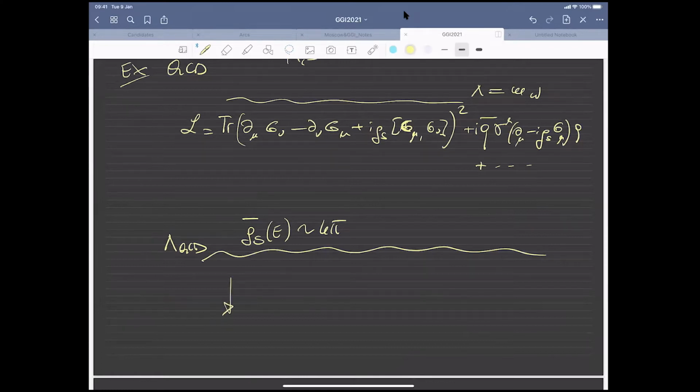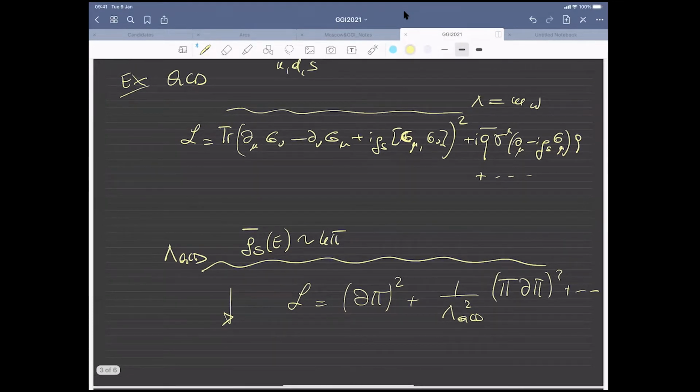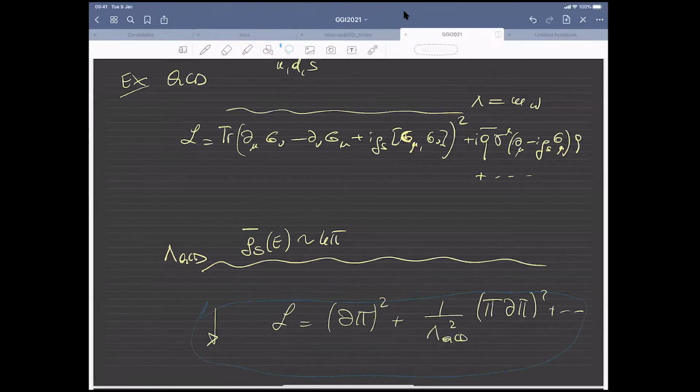And that description is in terms of pions, where the Lagrangian is the pion field. I'm not even indicating the indices, but roughly something like 1 over Lambda QCD squared. And these pions are Goldstone bosons, and they only have derivative interactions. Okay, so they're scalars, but they don't have a mass, at least in the limit where the quark masses are 0. And so again, what you do here, you move from a UV description.